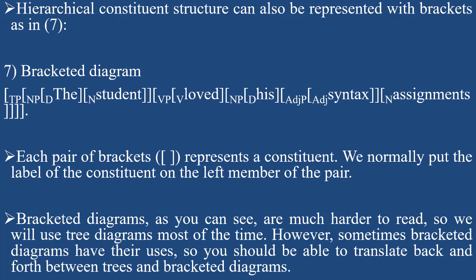So this is another way, the second way, of course, in which we represent constituent sentences using a bracketed diagram, or square brackets. Each pair of brackets represents a constituent. We normally put the label of the constituent on the left member of the pair. Bracketed diagrams, as you can see, are much harder to read, so we will use tree diagrams most of the time. However, sometimes bracketed diagrams have their uses.